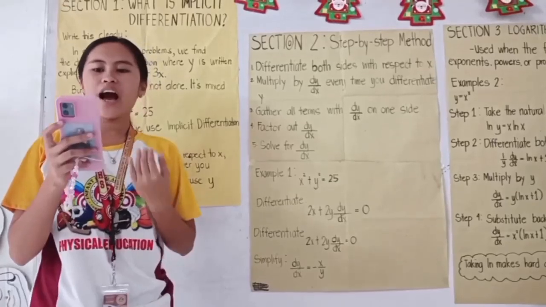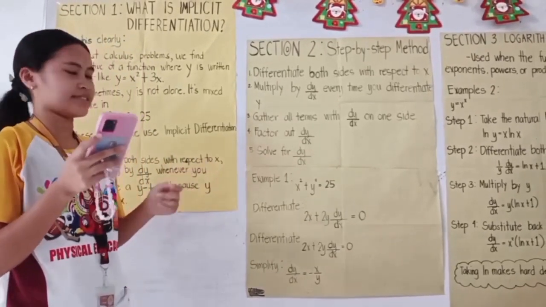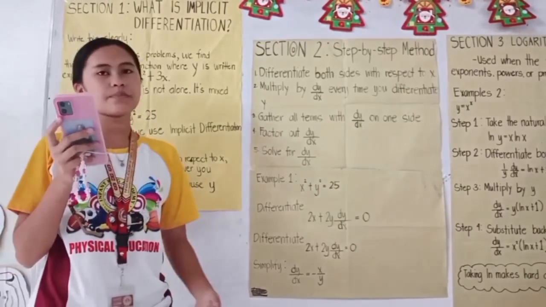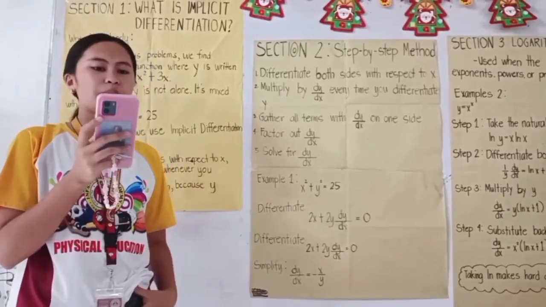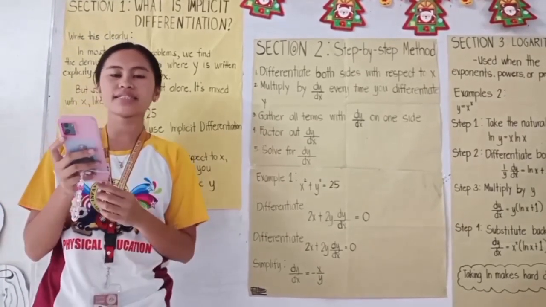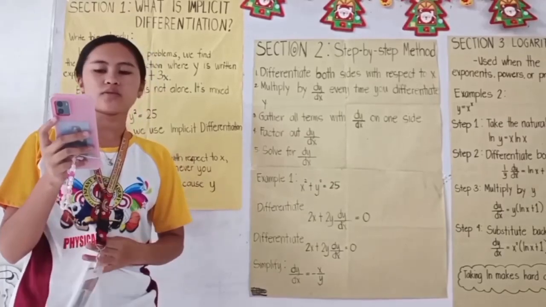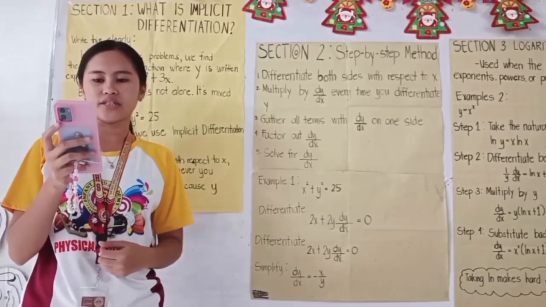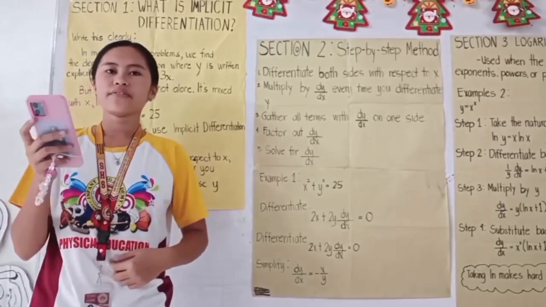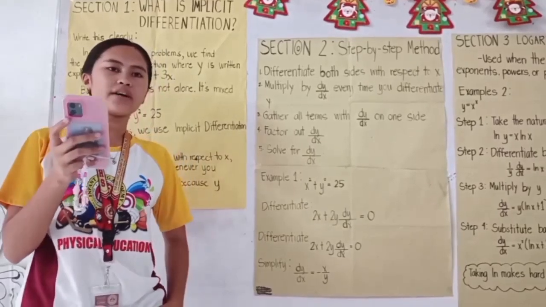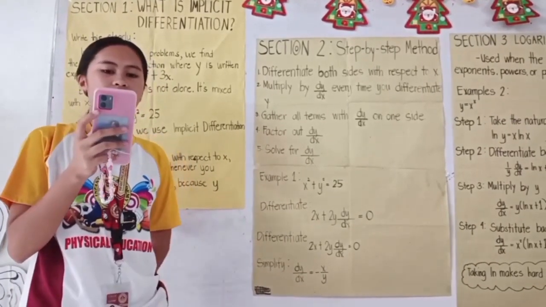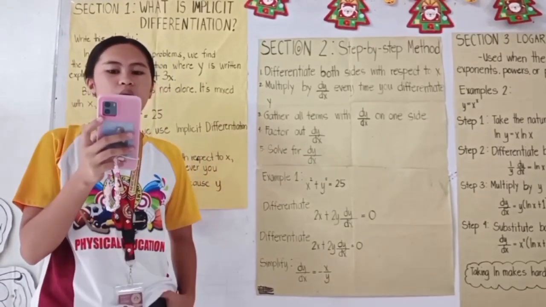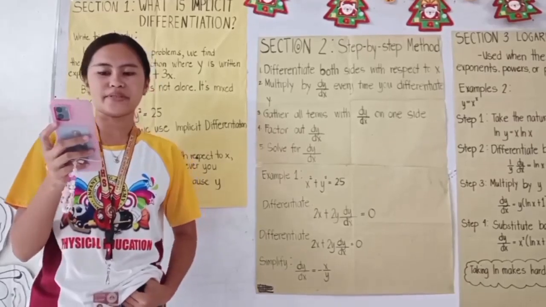Now, here's how we do it, the step-by-step method. First, differentiate both sides with respect to x. Second, multiply by dy over dx every time you differentiate y. Third, move all dy over dx terms to one side. Fourth, factor out dy over dx. And lastly, solve for dy over dx. Let's see how it works with a simple example.